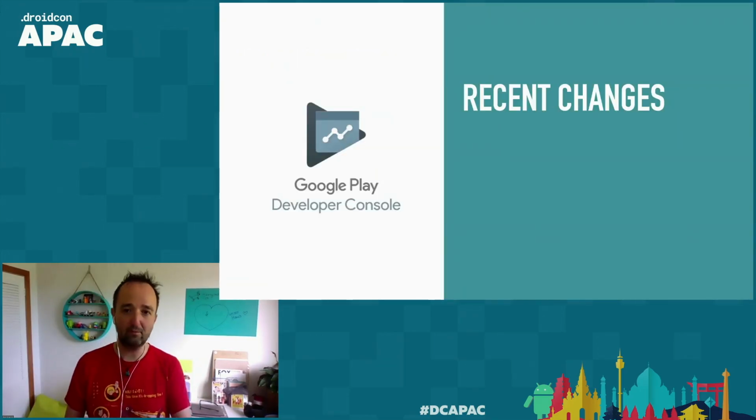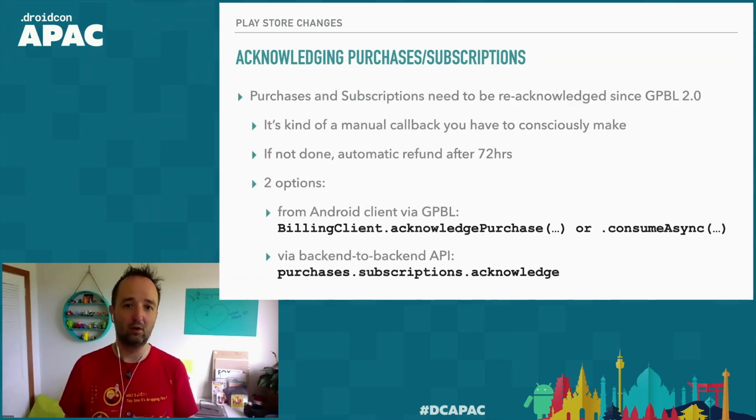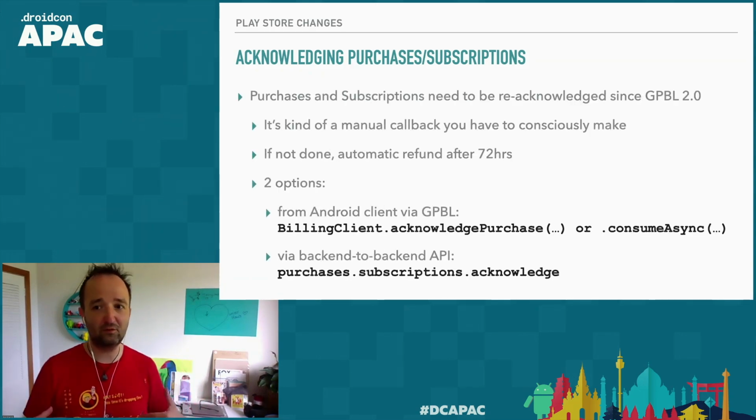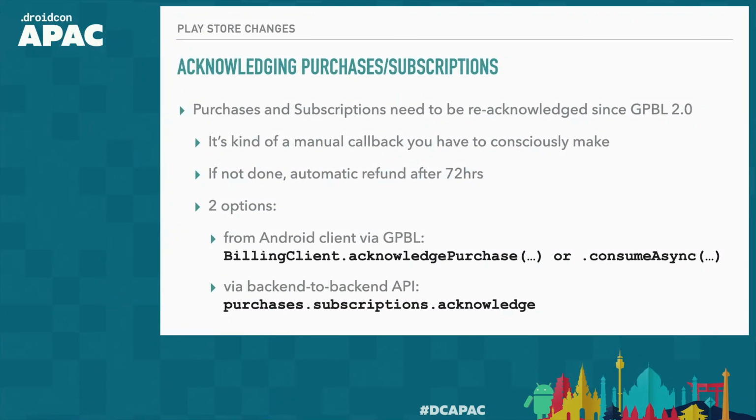So if we look at some of the most recent changes, one big one was acknowledging purchases and subscriptions. And I mentioned that briefly when we went through the library. What it pretty much means is, since version 2 of the library, you need to re-acknowledge any purchase or any subscription. It's kind of a manual callback, and you have to consciously make that. If you don't do that, it will be an automatic refund after 72 hours.